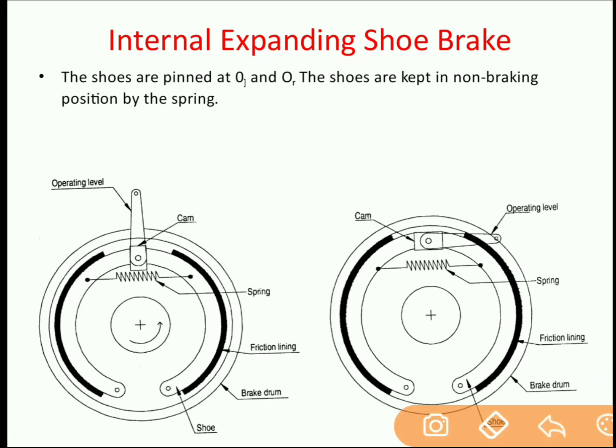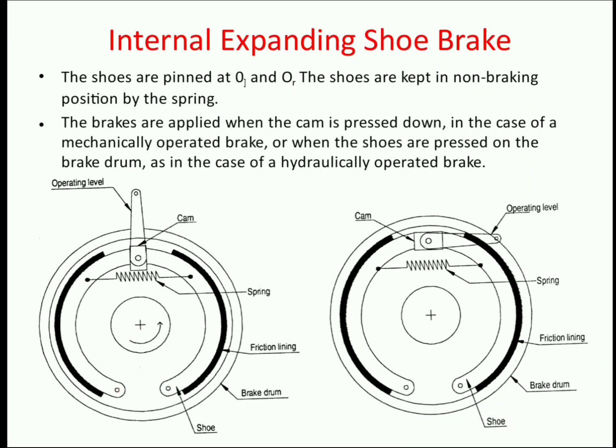So it consists of shoes which are pinned at O1 and O2. So there are 2 points over here, O1 and O2. The shoes are kept in non-braking position by the spring. So they are in non-braking position because there is a disconnection between the shoe and the drum. So normally the brake is in the disengaged position. The brakes are applied when the cam is pressed down. So when this operating lever is pressed down, the brake is applied.